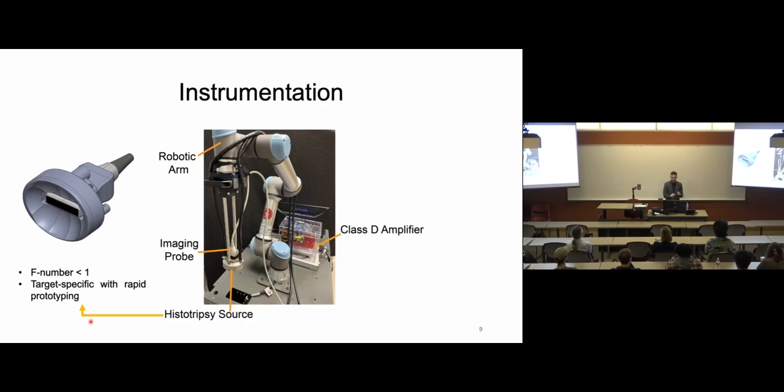Now, in order to do that, in the past, you would typically go to a company like Sonic Concepts or Imasonics, and they had off-the-shelf sources that you would then try to apply to your system. With the advent of rapid prototyping, we found that we can develop sources very, very rapidly. On the order of a month or more, you can make a transducer, and you can do it very specific to whatever type of pathology you're trying to treat. So for instance, this is a source that's been developed specifically for venous thrombosis.